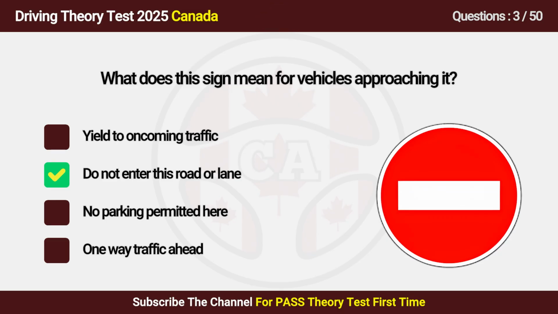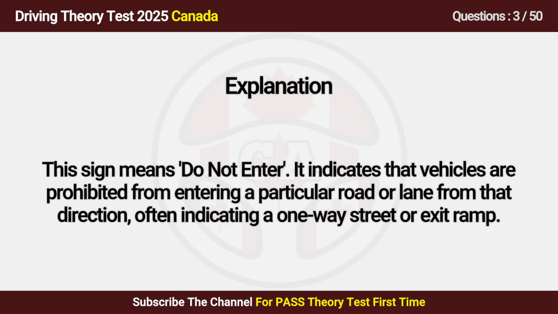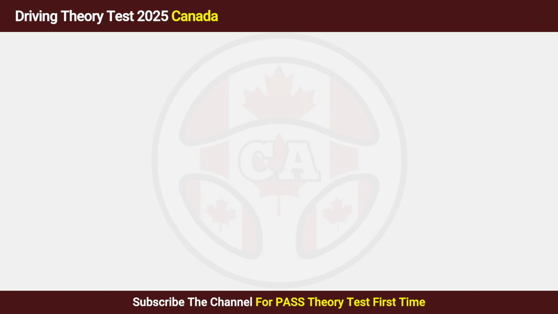Answer is B. Do not enter this road or lane. This sign means do not enter. It indicates that vehicles are prohibited from entering a particular road or lane from that direction, often indicating a one-way street or exit ramp.